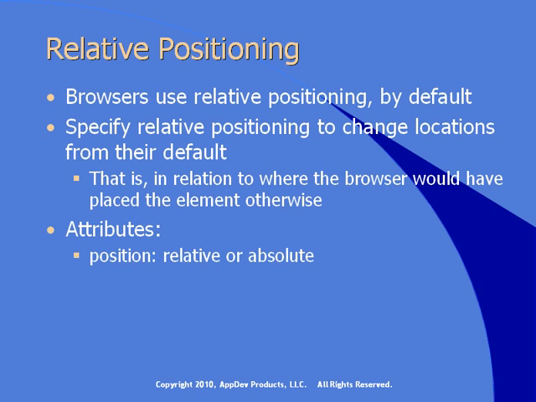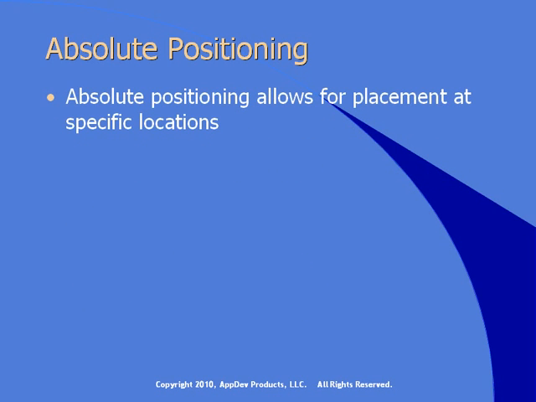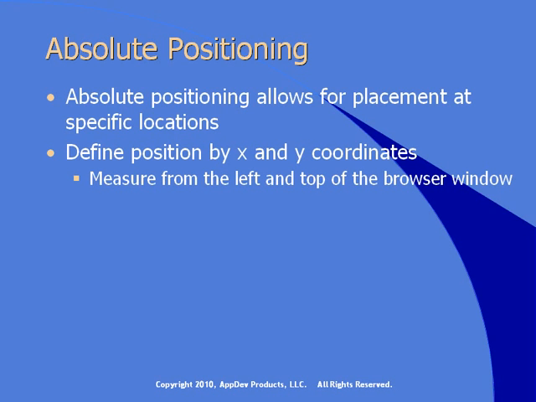There are attributes like position, whether it's relative or absolute, top, which is a distance from the top border, and left, a distance from the left border, and since it's relative, those values mean distance from the top border of where it would have been otherwise. For absolute positioning, this allows you to place things at specific locations. You define the position by the X and Y coordinates, and you measure from the top and left of the browser window. Let's try some examples showing off all of these various style attributes.